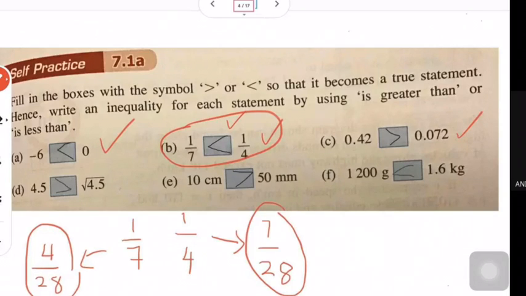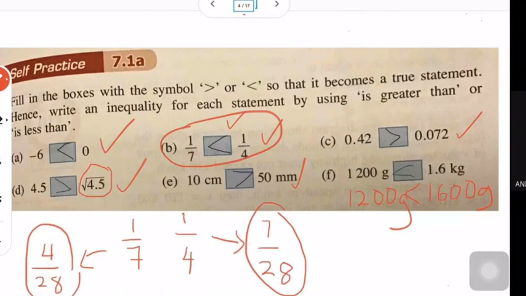Okay, this one. Square root 4.4 dengan square root 4.5. Okay, square root will get a lesser number, lesser value. Okay, 10 is greater than 50 millimeter. Yeah, millimeter and centimeter. Okay, and 1,200 gram is less than 1.6 kilogram. 1.6 kilogram is equals to 1,600 gram. Okay, so it's greater than 1,200 gram. Okay, very good.